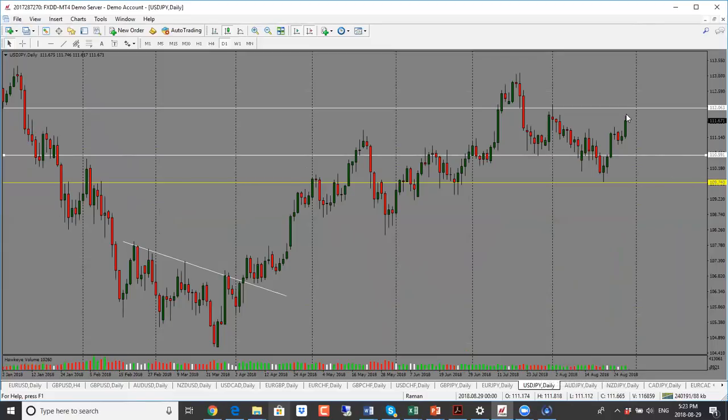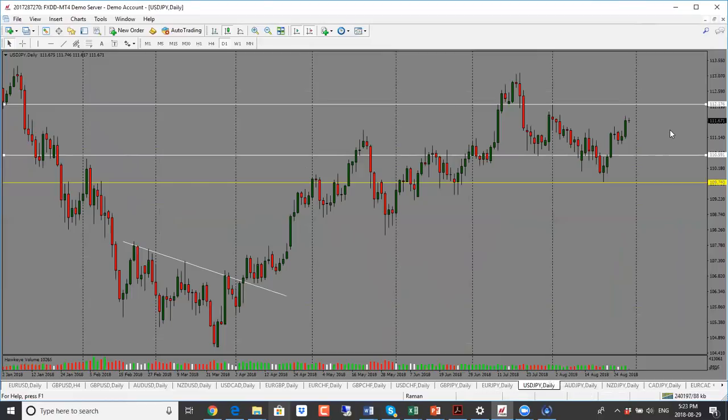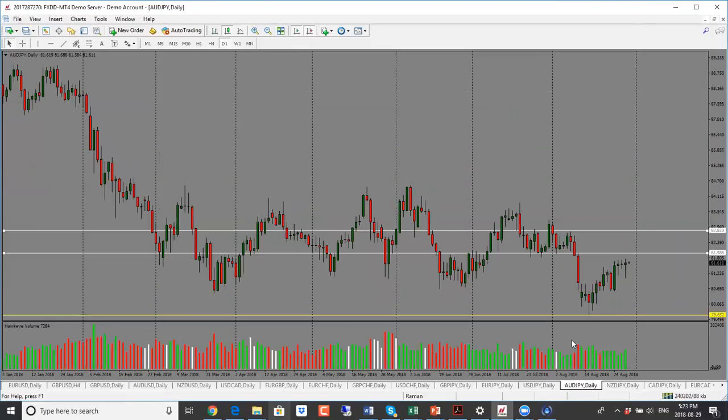Dollar yen, bullish bias here as well. Nice bullish engulfing candle close. I'm looking for price to go up higher and follow through on this. 112.20 will be the next target to the upside. So bias is bullish for dollar yen.